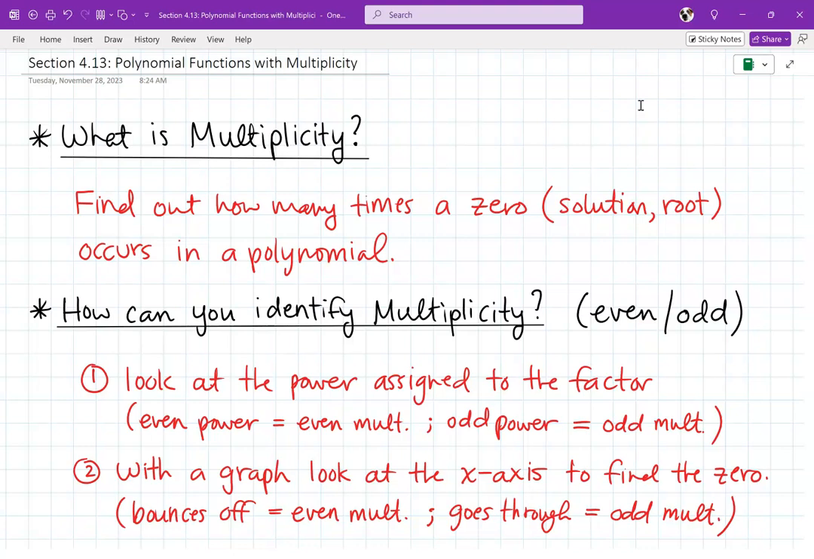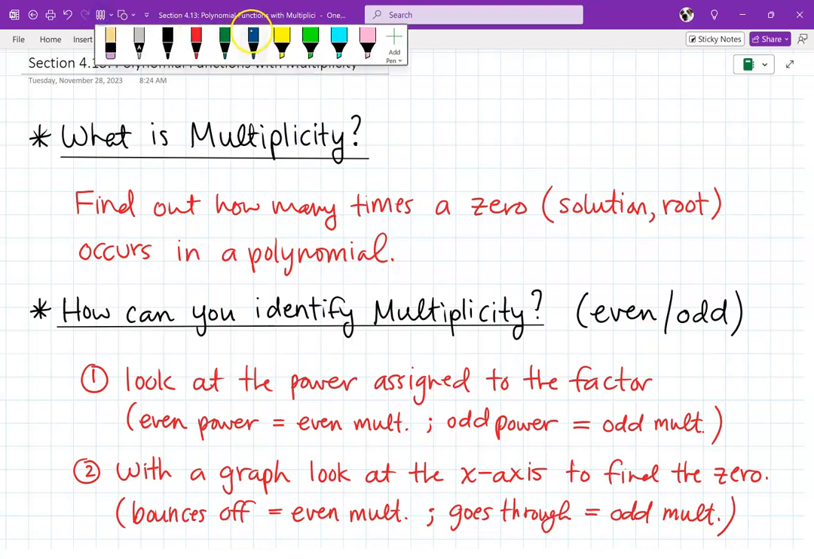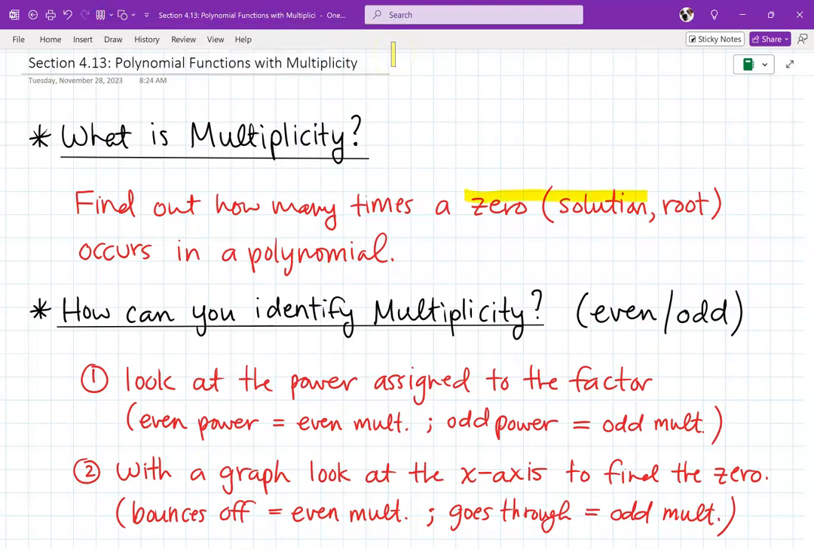Okay, so again, multiplicity is just how many times a zero occurs in a polynomial, how many times a root occurs, or how many times a solution occurs. Those three words, root, solution, and zero, all mean the same thing. If you ever see find the roots, find the solutions, or find the zeros, it means the same thing. Find the answers, okay? It's just three different words.